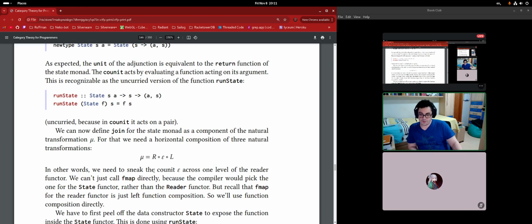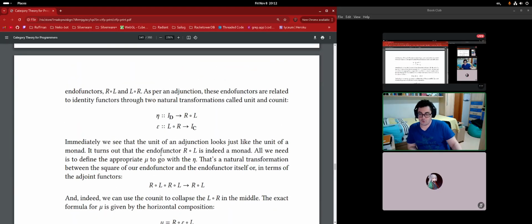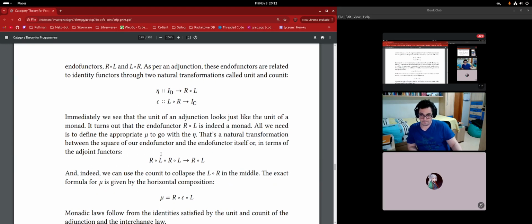So we need to sneak the co-unit epsilon across one level of the reader functor. We can't just call fmap directly because the compiler will pick that one for the state functor rather than the reader functor. So let's backtrack a little bit.